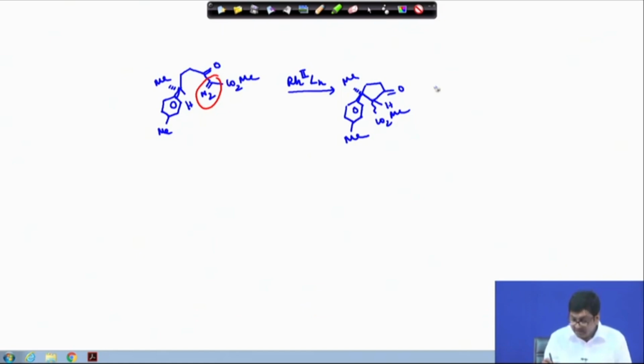And this can be converted into a natural product in further steps. And the name of this natural product is alpha cuparinone.